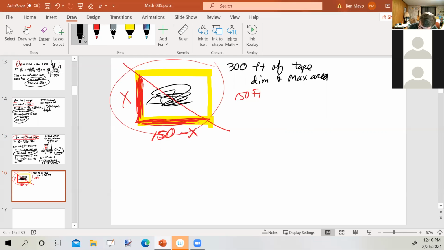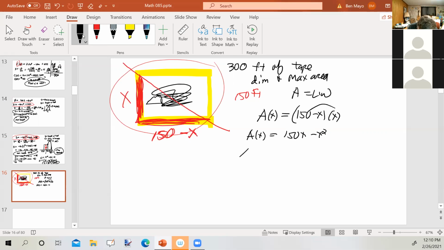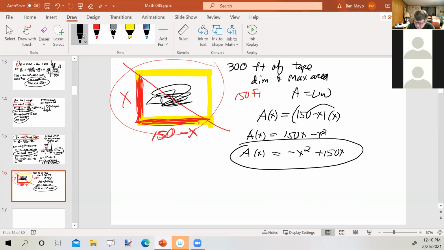We're supposed to maximize the area. Well, area is length times width. Let's write A of x. Let's write it as a function, and that's going to be 150 minus x times x. So the area is the length times the width. So then simplifying the right-hand side, I get 150x minus x squared. Putting it in descending powers, I get negative x squared plus 150x. So there's my function, my equation that describes the area in terms of x, which is one of the dimensions.